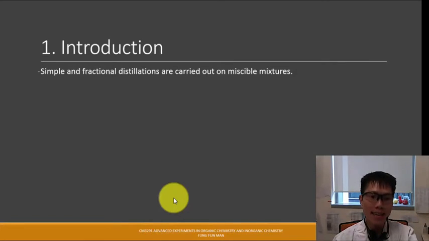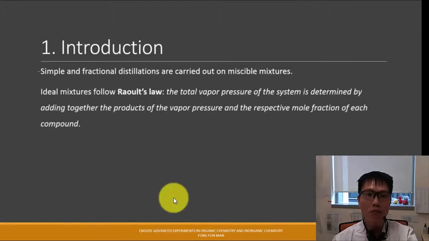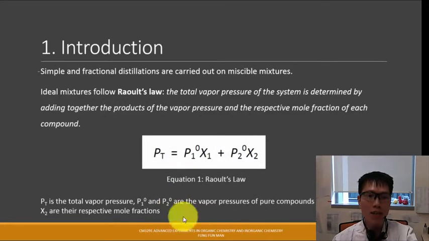Raoult's law states that the total vapor pressure of the system is determined by adding together the product of the vapor pressure and the respective mole fraction of each compound. So for the two compound system, this relationship is shown in equation 1. Here, PT is the total vapor pressure, P1° and P2° are the vapor pressures of the pure compounds 1 and 2, and X1 and X2 are the respective mole fractions.